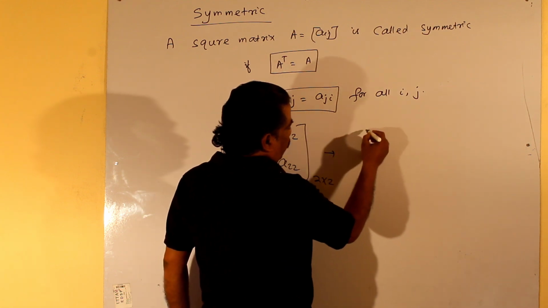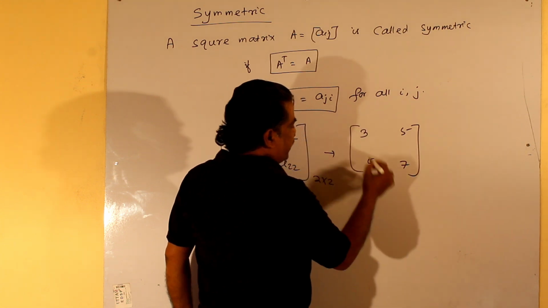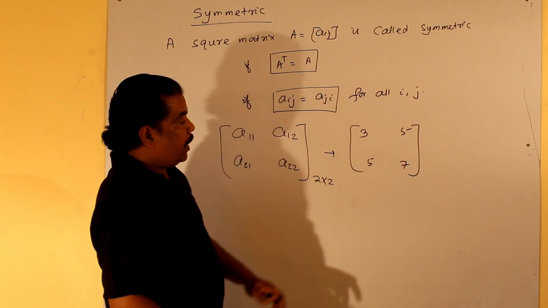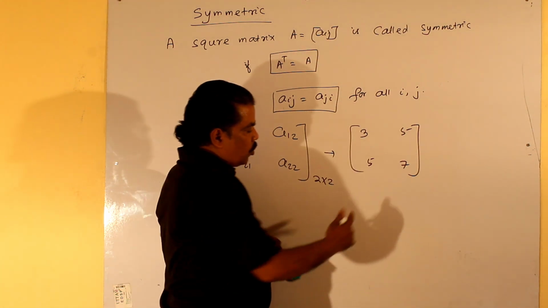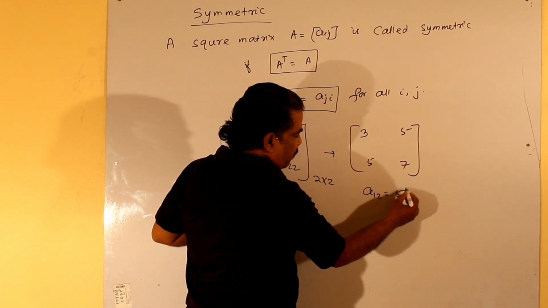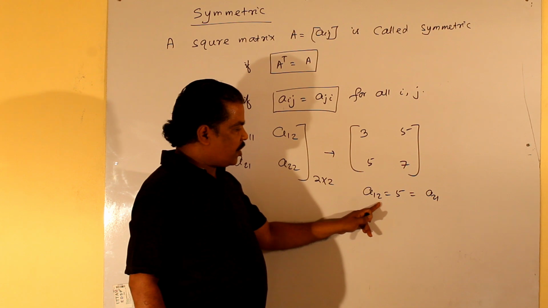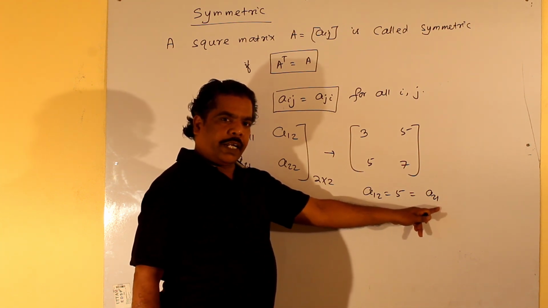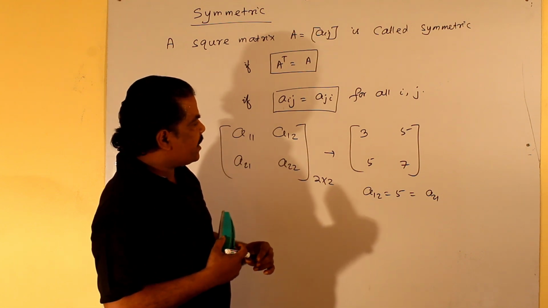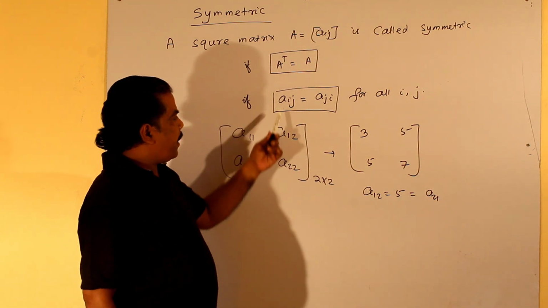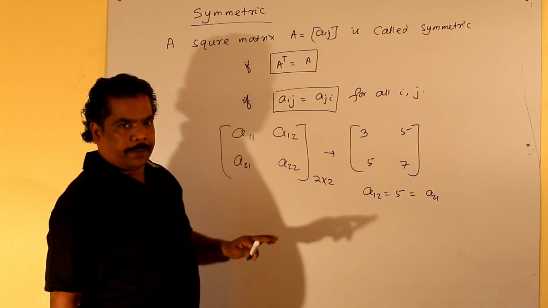So, as for example, [3, 5; 5, 7] is a symmetric matrix. Here the element present in first row, second column is equal to 5, which is equal to the element in second row, first column. If aij is equal to aji, then that square matrix is called a symmetric matrix. So a matrix is called symmetric if aij is equal to aji, or A transpose is equal to A.